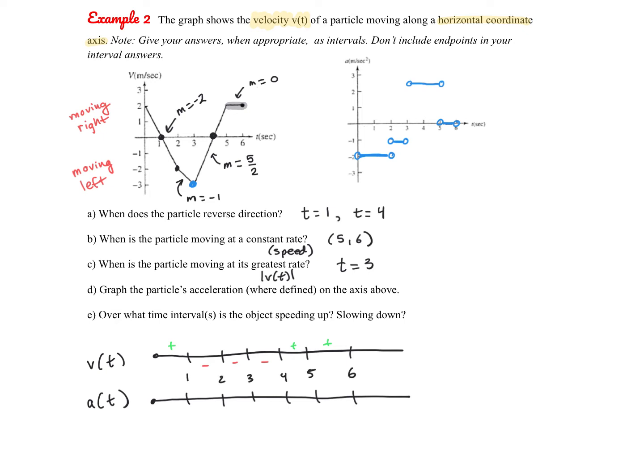And then let's look at our acceleration function just to determine where it's positive or negative. So actually everywhere from 0 to 3, our acceleration function is negative. And then from 3 to 5, it's above the x-axis, so it's positive. And then from 5 to 6, our acceleration is actually 0. So I'll just highlight our number line here.